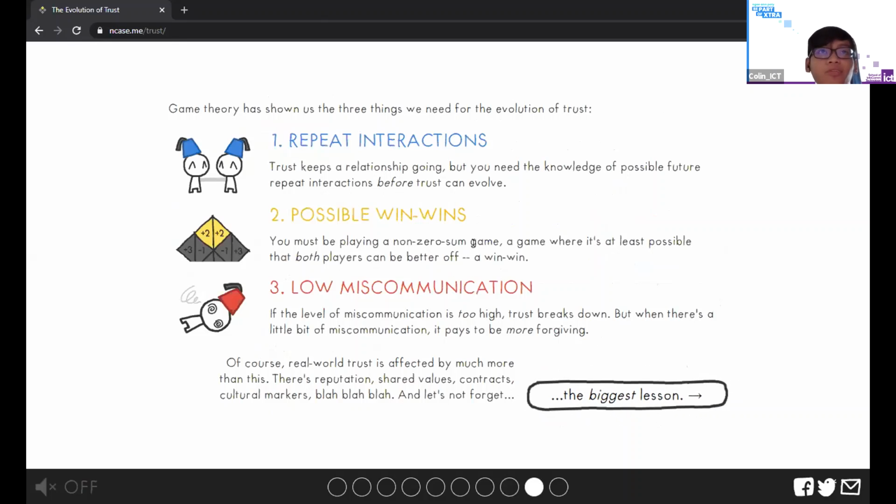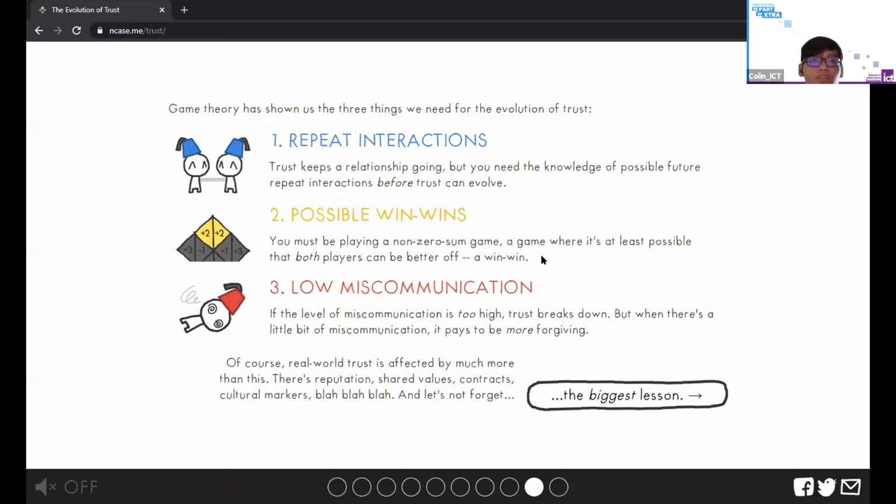Okay, so now I will try to conclude this. Game theory has shown us three things. First, repeated interactions are necessary to keep a relationship going. But you definitely need the knowledge of a possible future of repeated interaction before trust can evolve. So it's crucial. Next, possible win-wins. It's a non-zero-sum game, if you remember. Both can win without losing at all. And where it's at least possible, any player is better off with a win-win scenario, just like copycat. If he cooperates and he cooperates again, that's win-win.